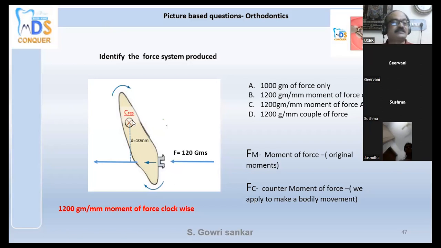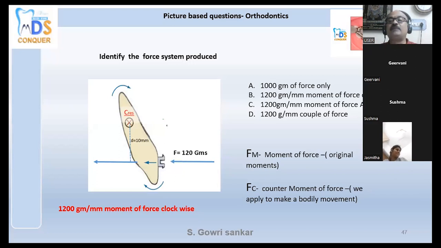This center of resistance is a fixed point. Remember this. The center of resistance is a fixed point. So can I apply force on the center of resistance? So why should I apply it on the center of resistance? Any force applied through the center of resistance will bring about a bodily movement.